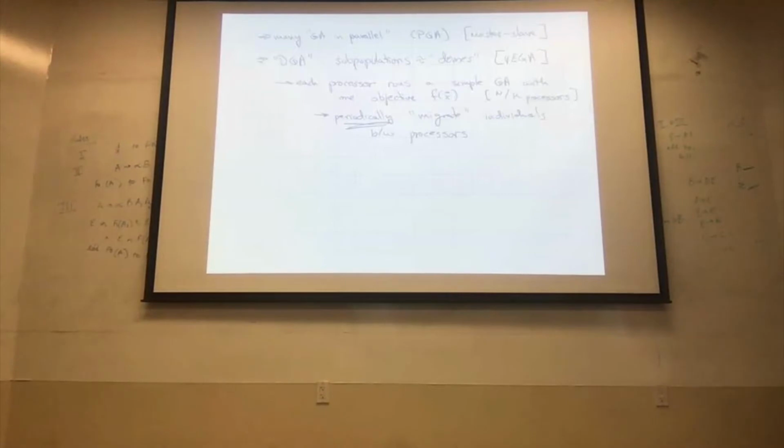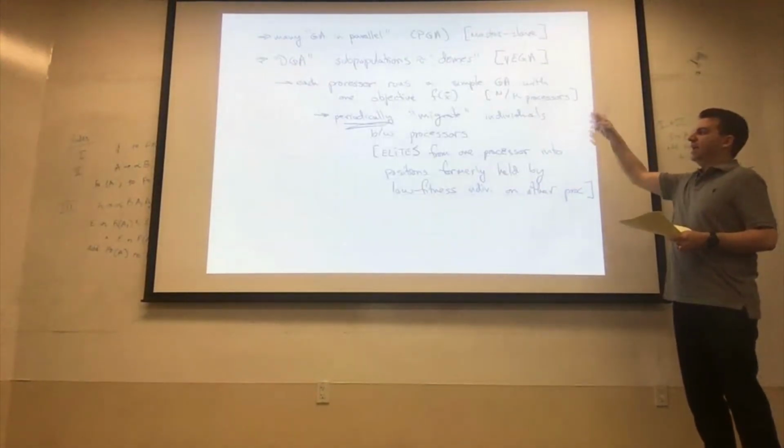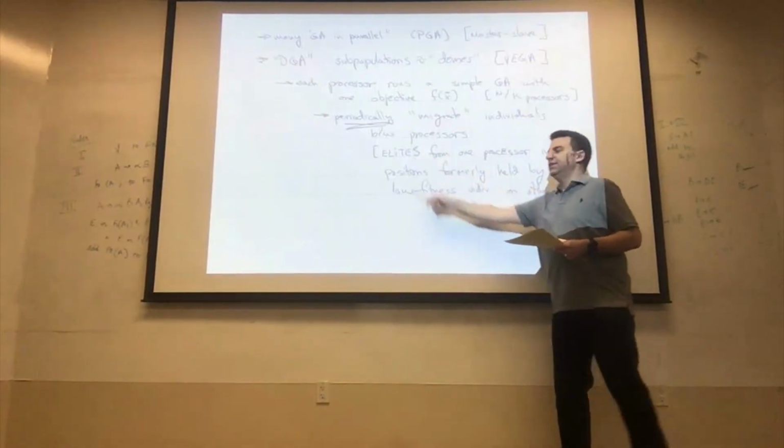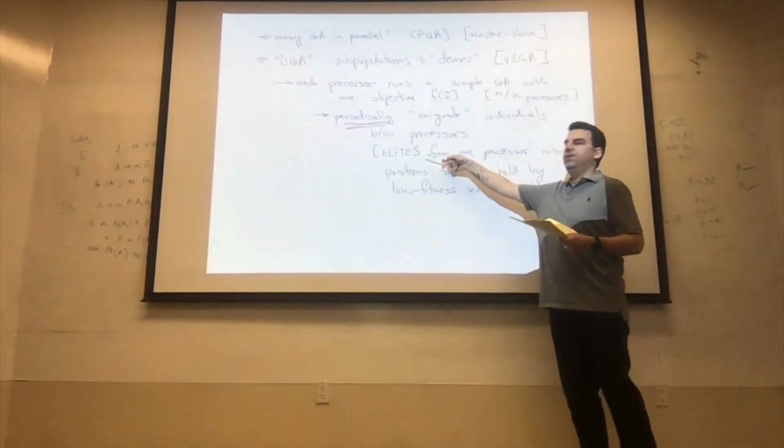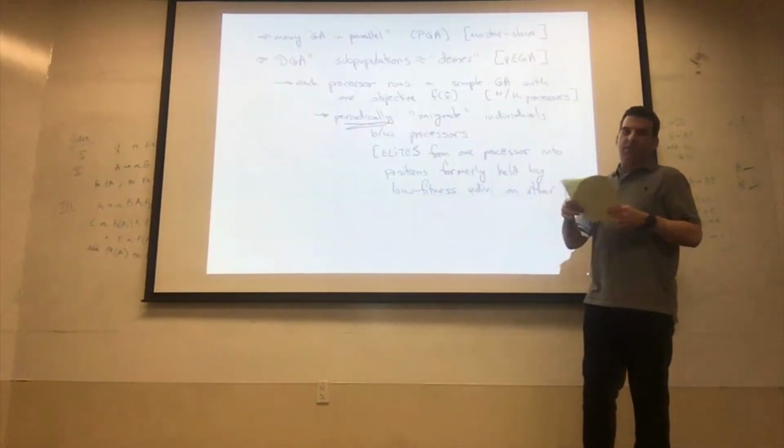And so, for example, a common approach is to keep track of elites. So you move elites from one processor into positions formerly held by low fitness individuals on other processors. So you run a simple GA for maybe a couple of generations, and then periodically you move the ones that do really well from one processor, and you have them wipe out individuals that are not doing so well on another processor, and then you let that go again and see how well those elites do. So they sort of reinitialize this on these other processors here.